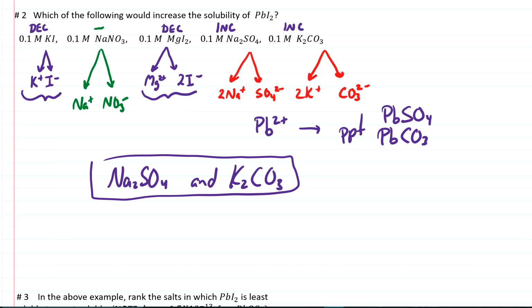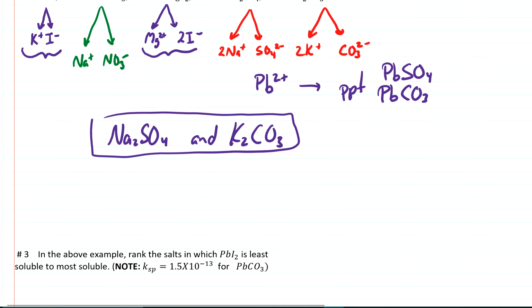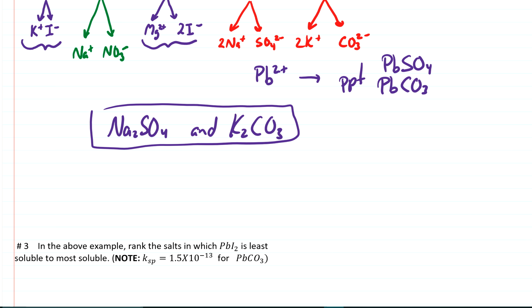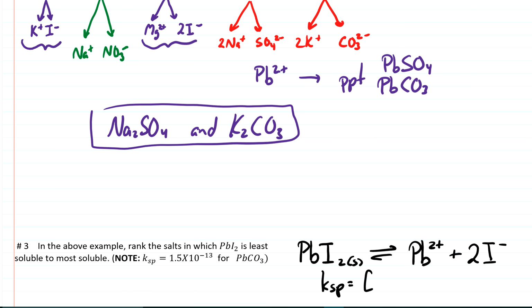So if you look at the first two examples there, the KI and the MgI2, the first thing we'd want to know is the equilibrium reaction for PbI2. It would be an equilibrium between the solid state and its ions, so Pb2+ and the iodide ions. And the Ksp for this would be equal to the concentration of lead ions multiplied by the concentration of the iodide ions, and we have to square that.